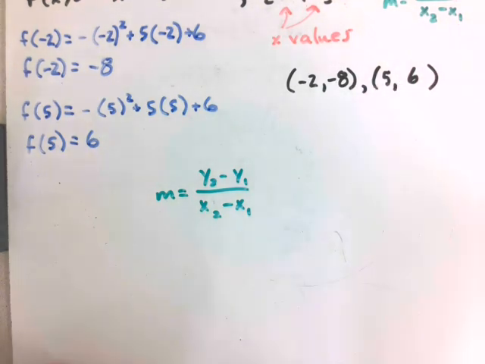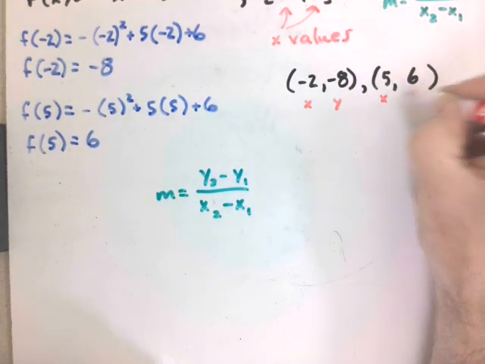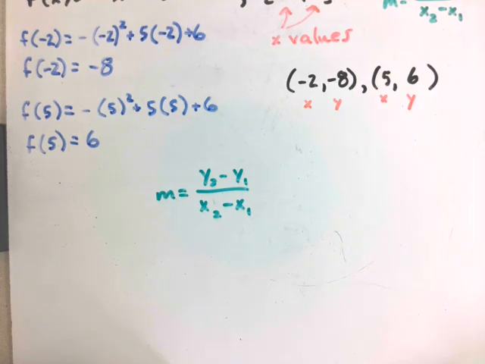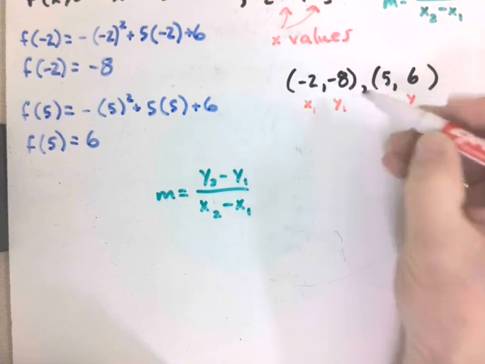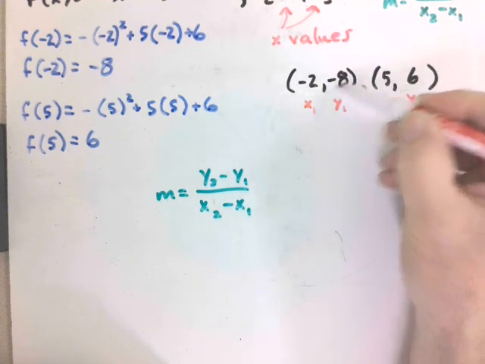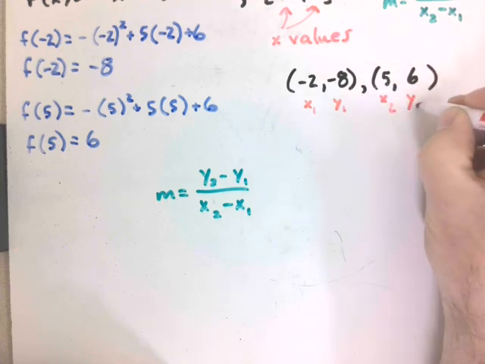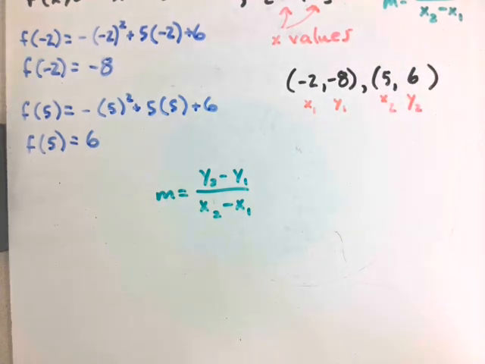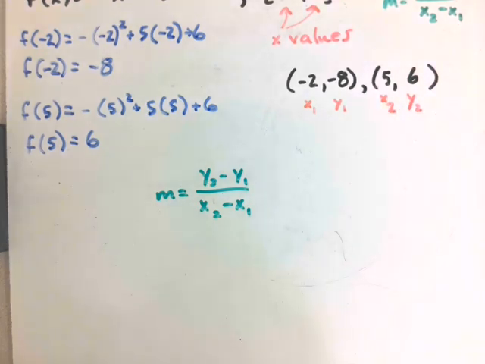Here are our 2 values. Each of these is an x and a y coordinate. One of them is point number 1, one of them is point number 2. Doesn't matter which is which. I'm just going to do these from left to right. So I'm going to let this be my first point, so this is x1 and y1. This is my second point, so I'm going to let that be x2 and y2. And now I can just go through and substitute those values into the formula.